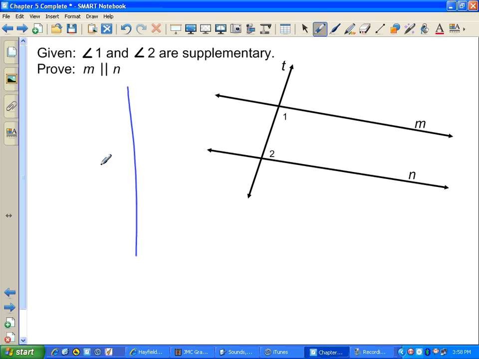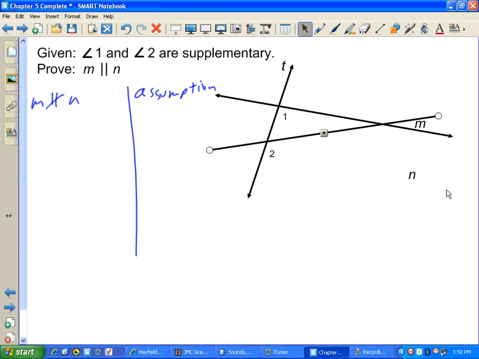would go like this. We're going to assume that this is not true. So we're going to say M is not parallel to N. That's our assumption. Well, if M is not parallel to N, that means that they're going to meet somewhere. So I'm going to change my picture. It means that they're going to intersect somewhere, because if they're not parallel, then they have to meet somewhere.